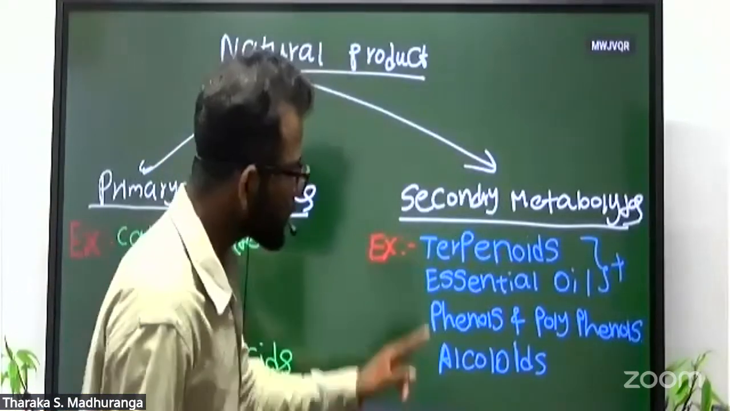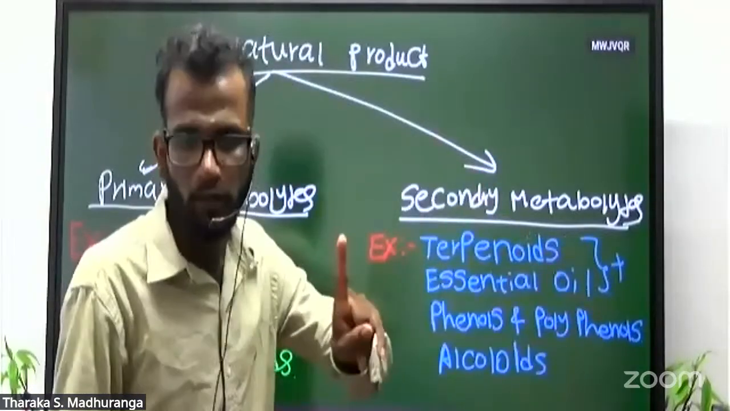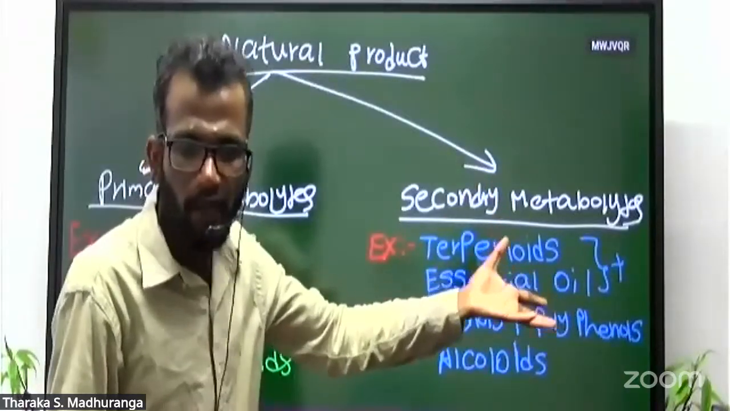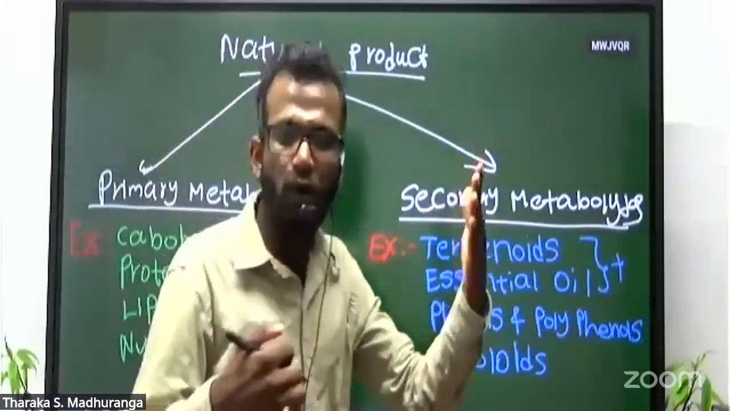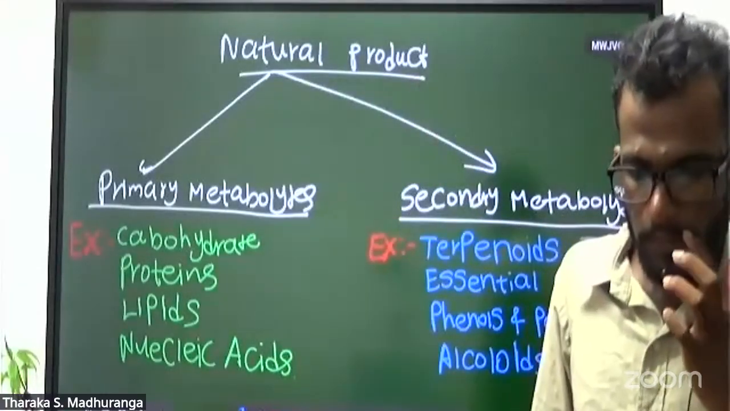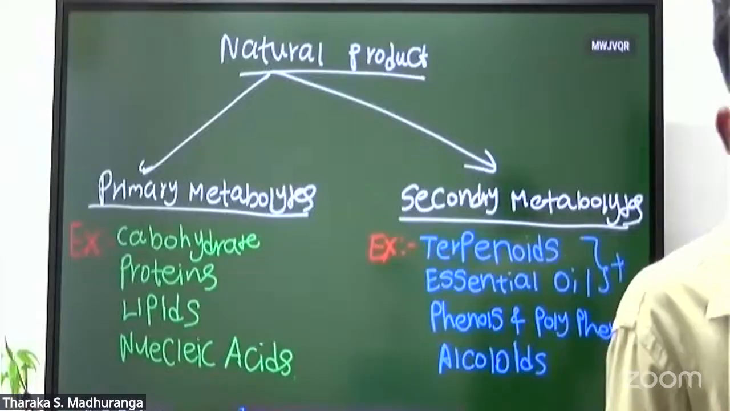You can't split phenols and polyphenols; that is one. The terpenoids and essential oil, if you want you can write them as one, or separately, no issue. Understood? Are you good?